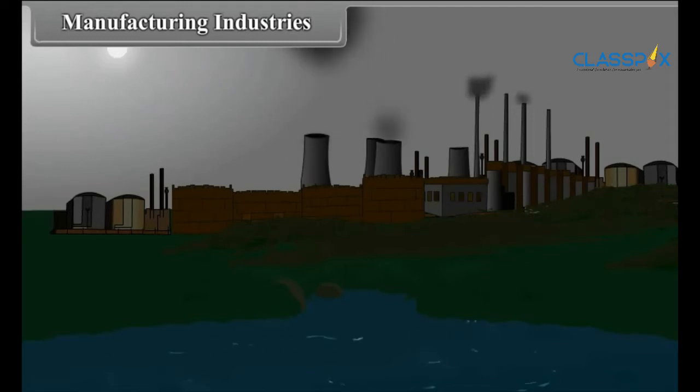Manufacturing industries. Manufacturing industry consists of heavy machinery which is operated with power, where raw materials are processed into finished goods and in which human efforts and skills have been put in.